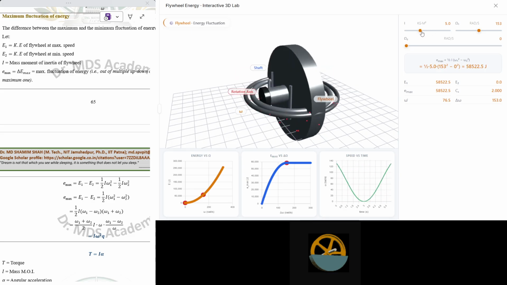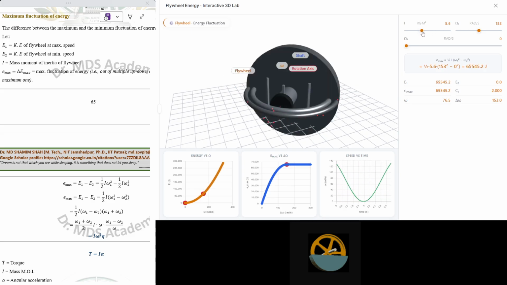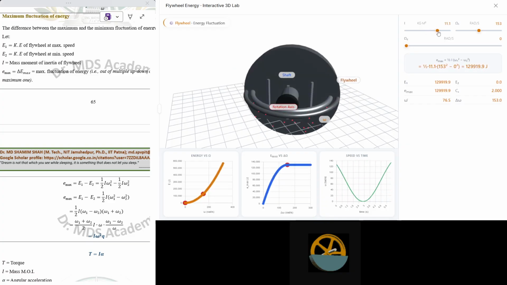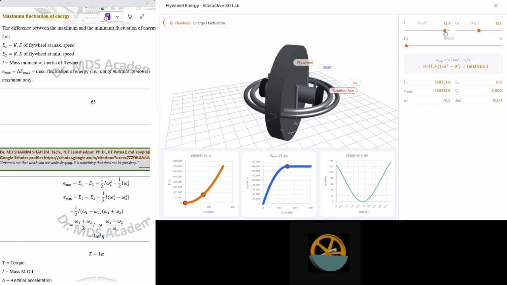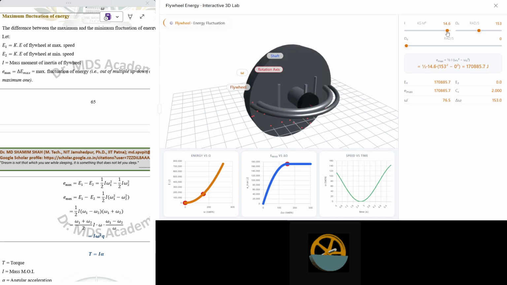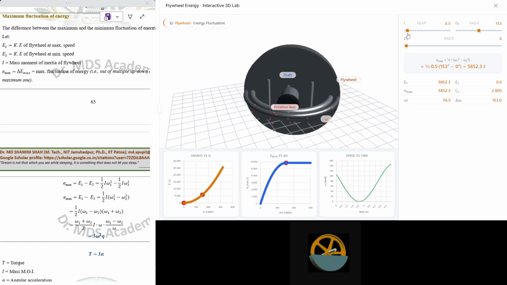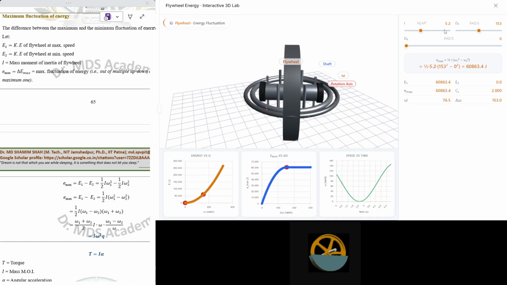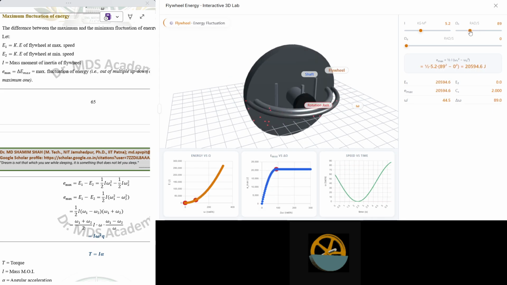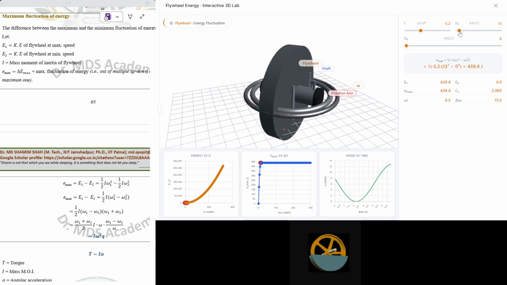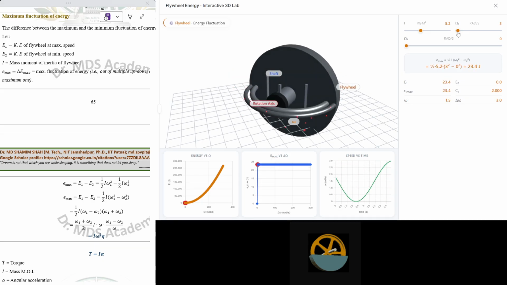Same thing, see here, as the moment of inertia goes up, the more energy you will be getting. The lesser the I value, the lesser the energy stored in the flywheel. Same you can check here. Omega 1, very small speed, currently 0, so no energy storage in the flywheel.